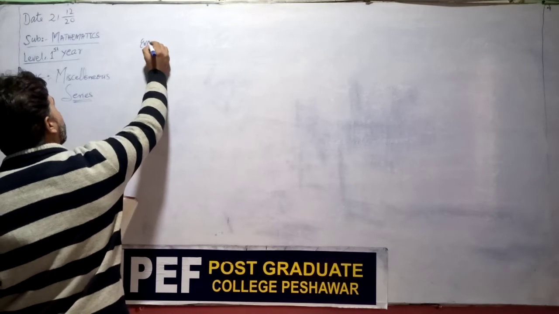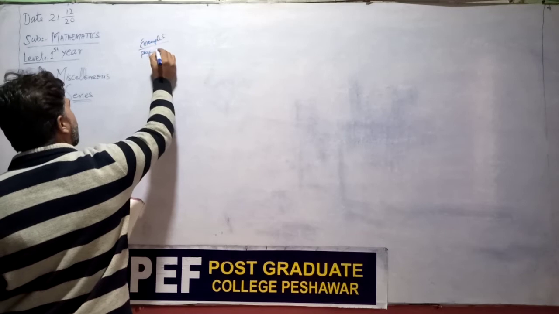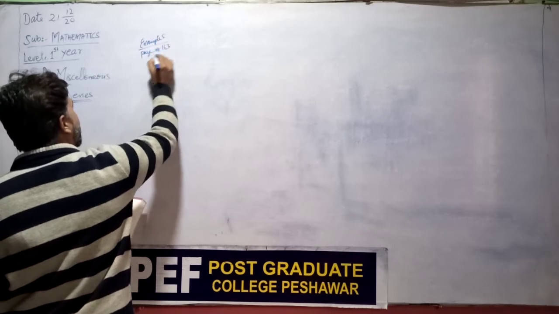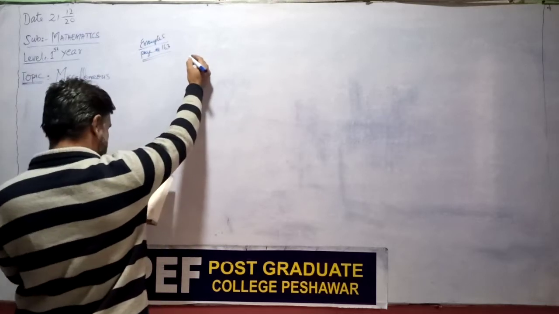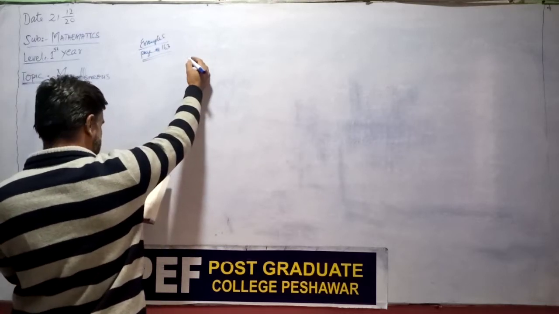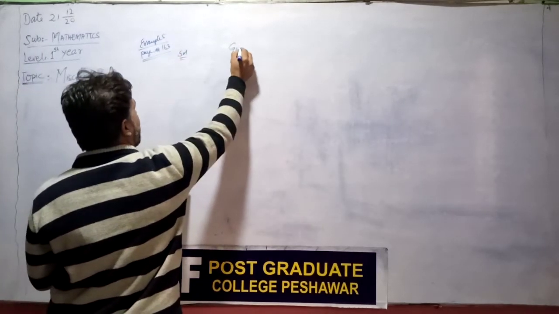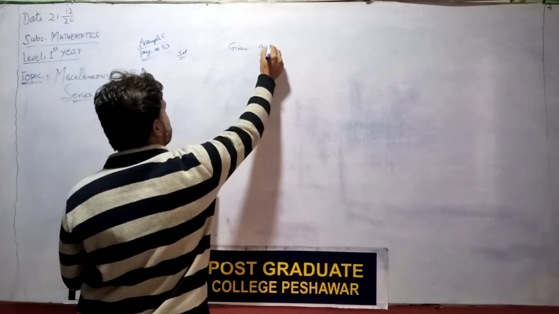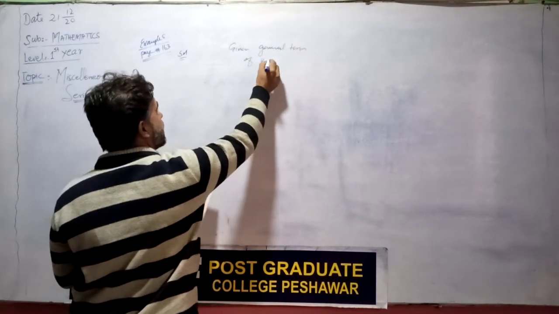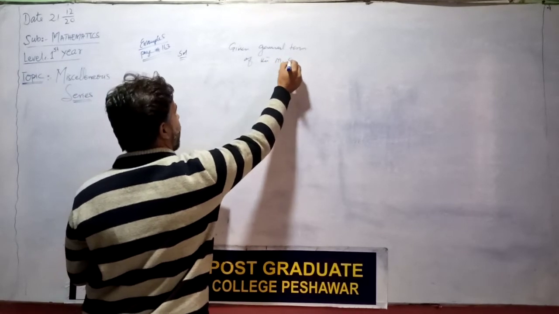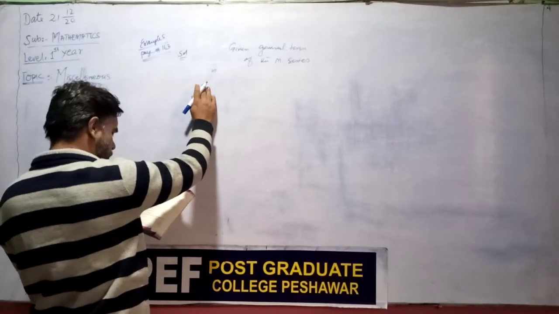Example 5, page 163. Dear students, I will just start from the solution. Given data: the given general term of the miscellaneous series is, what is this? What is that?